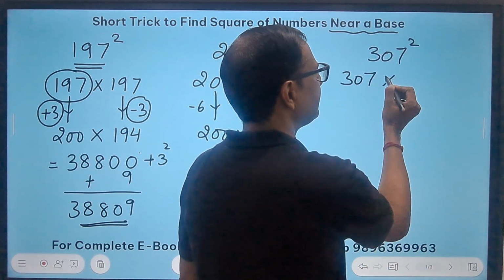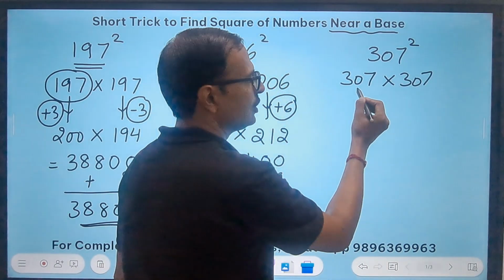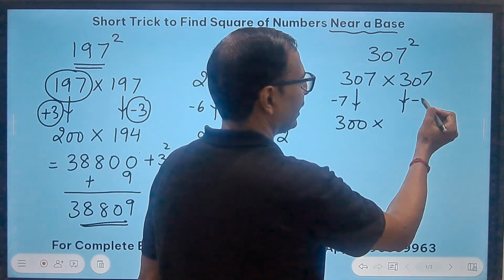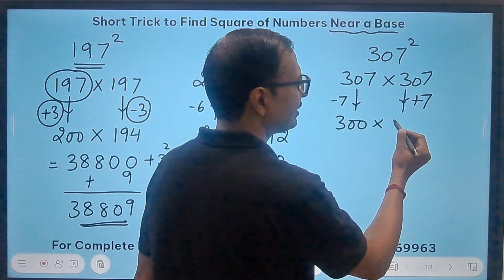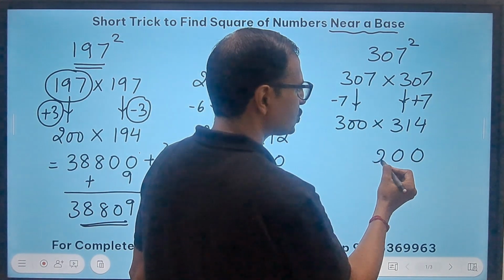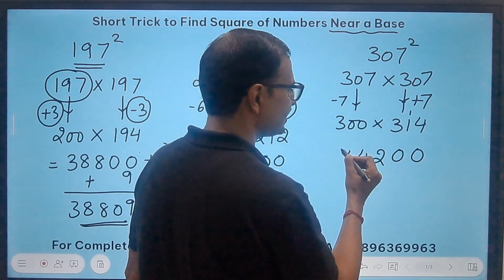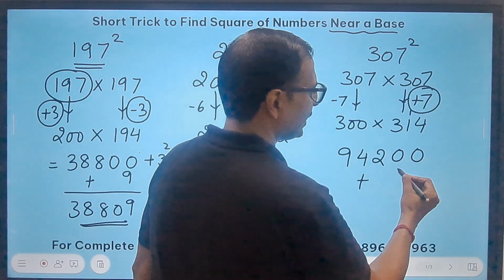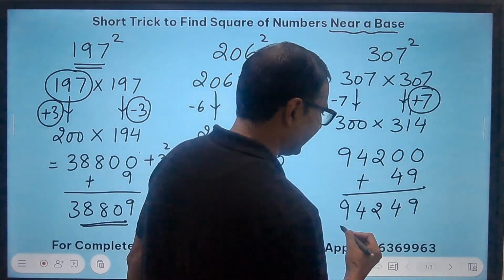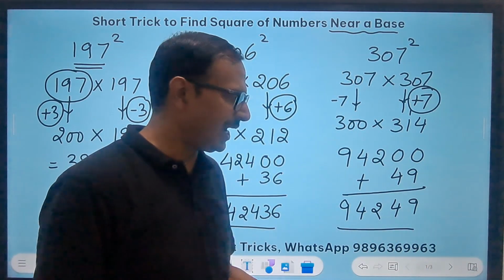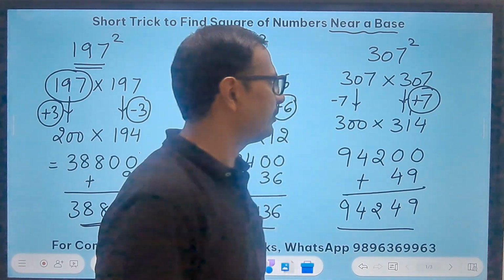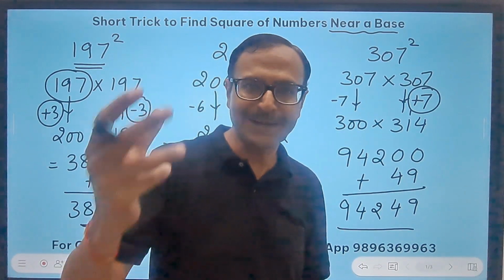So 307 times 307. Reduce this by 7, you get 300. And I've already reduced, so I have to increase this by 7. This gets me 314. So 0, 0, and 3 times 4 is 12, 2, 1 carry, so 4, and 3 times 3 is 9. Add what? 7 square, 49 to the result, you get 9, 4, 2, 4, 9. There we go, 9, 4, 2, 4, 9. That is the square of 307. Now I'm being very smart, right? I'm taking numbers which are very small and they can be multiplied directly also.